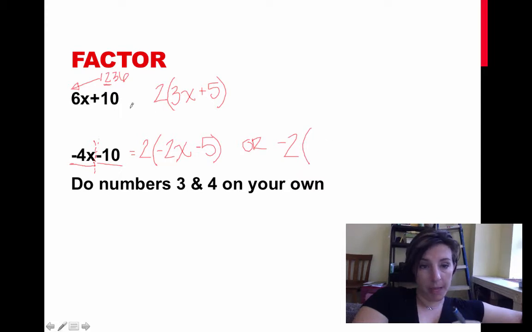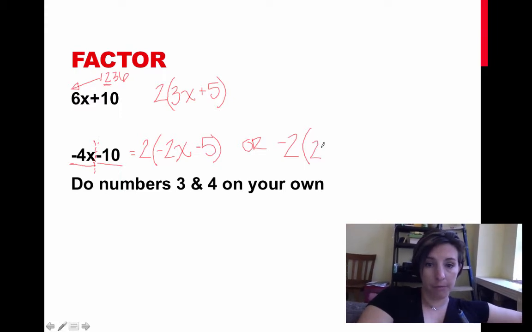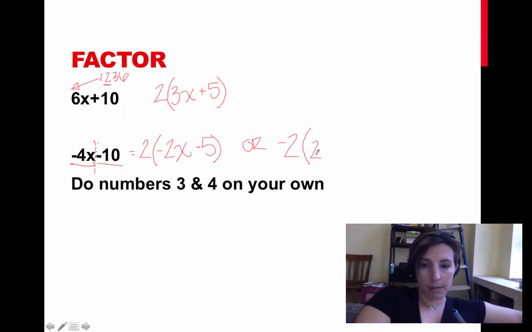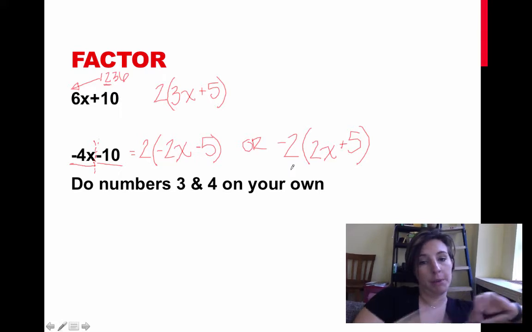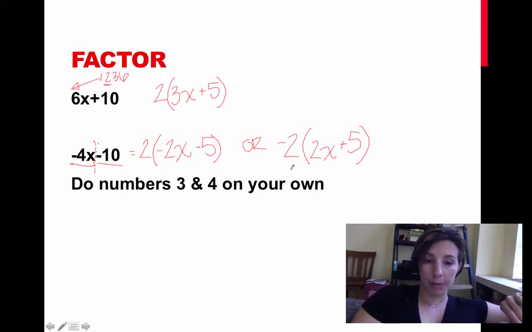But that's going to change my sign. So negative 4 divided by negative 2 is positive 2, because a negative divided by a negative is a positive. So we'd have 2x. Then we have negative 10 divided by negative 2. And again, a negative divided by a negative is a positive. So my answer would be positive 5. Either way, I've factored that expression. I have pulled out a factor and written the expression in parentheses. So try numbers 3 and 4 on your own.